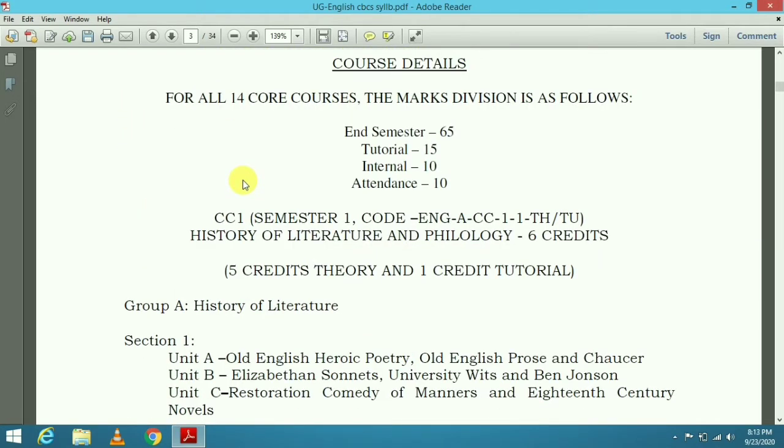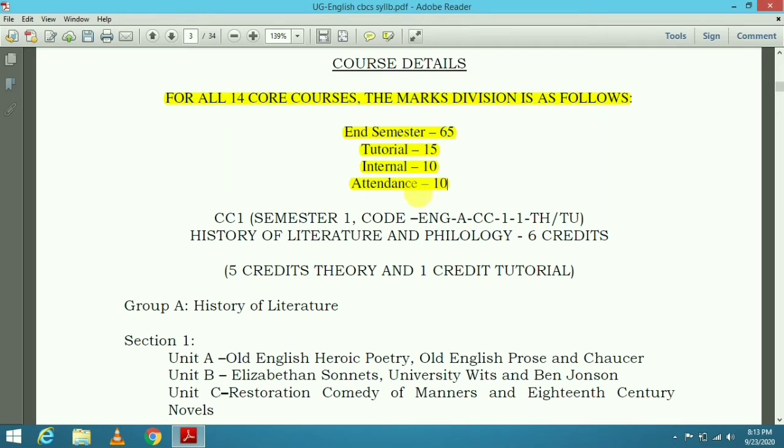Now let us get into the main body of your syllabus. This is the detailed description of your syllabus. Here the core course. It says that for all 14 core courses, the marks division will be the same. So let us look at what the mark division is. In semester 65, tutorial 15, internal 10, attendance 10.